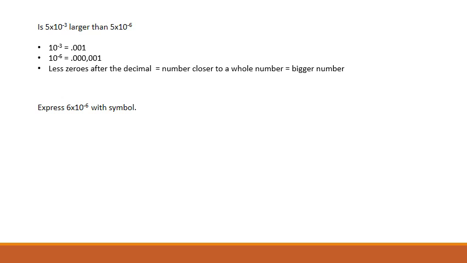But you can also say 10 to the negative third equals 0.001, written down in just decimals, no power. So 10 to the negative 6 equals 0.000001, which has more zeros after the decimal, so it is further from a whole number. So it is a smaller number. The fewer zeros to the right of the decimal, the larger the number. So yes, 5 times 10 to the negative third is larger than 5 times 10 to the negative 6.